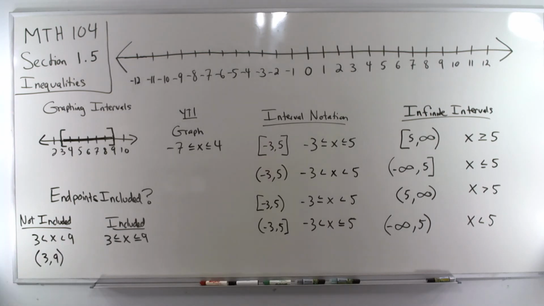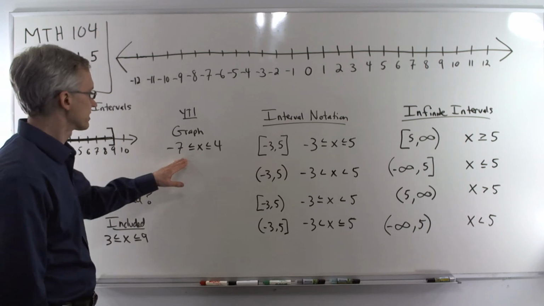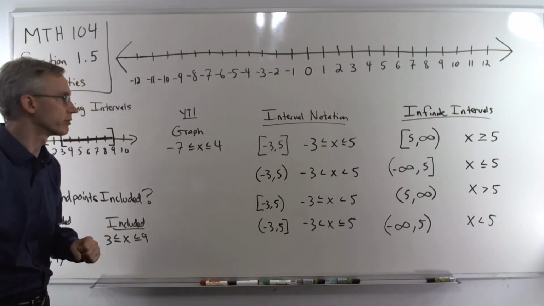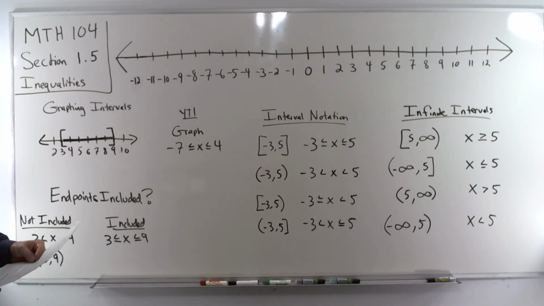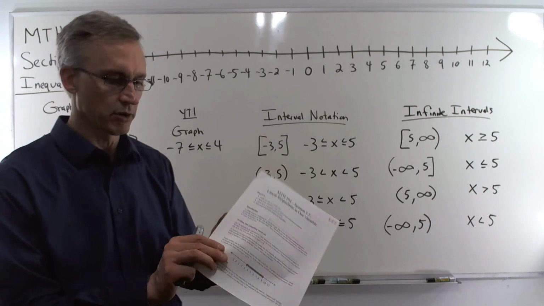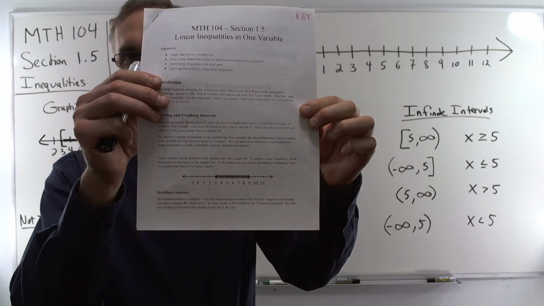So your turn number 1. I'd like everybody to graph this inequality. -7 is less than or equal to x is less than or equal to 4. And when you graph this, make sure you make it look like the example where you put the graph right on the number line.